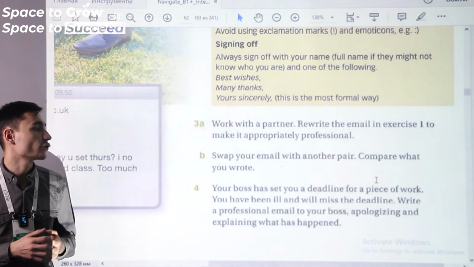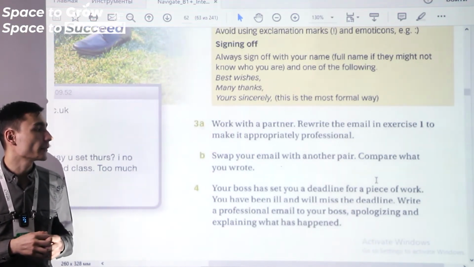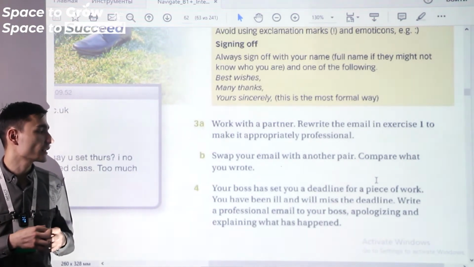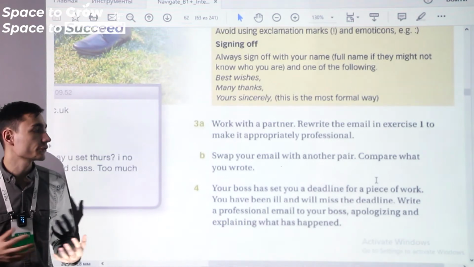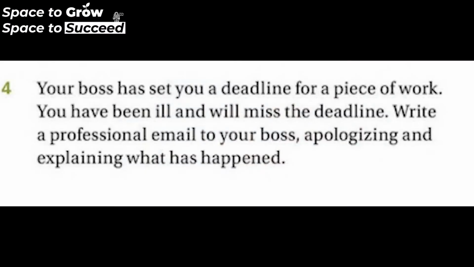Exercise 4. Your boss has set you a deadline for a piece of work. You have been ill and will miss the deadline. Write a professional email to your boss, apologizing and explaining what has happened. Pause the video and try to do this exercise on your own in a written form.